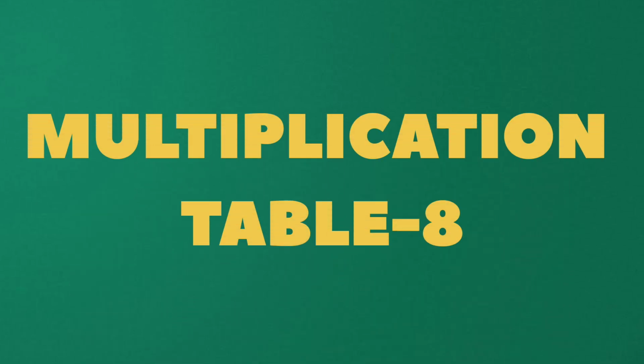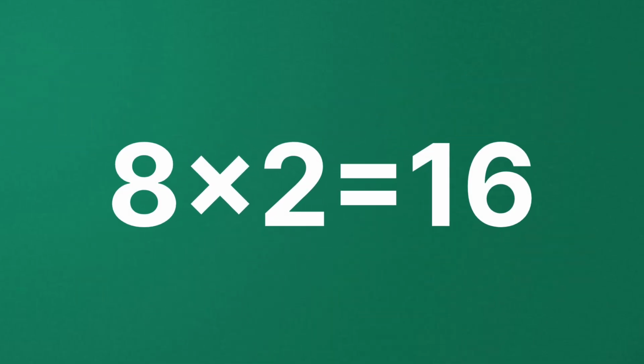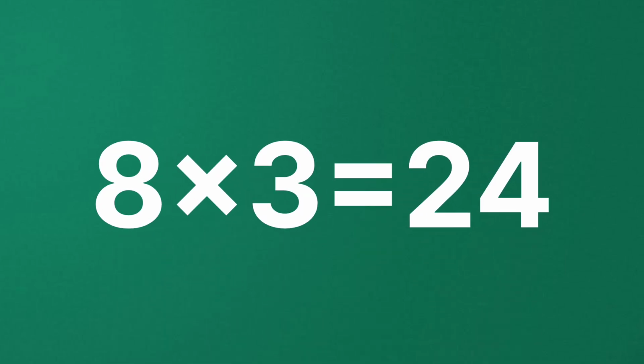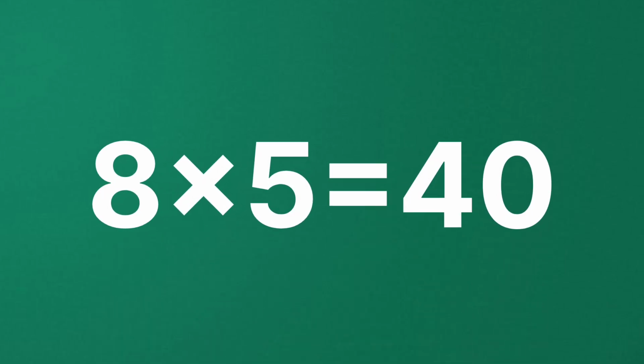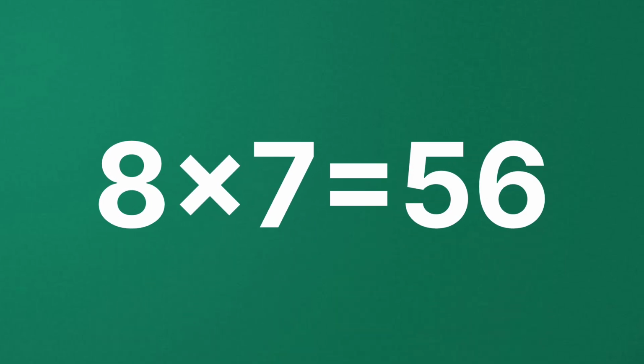Multiplication table of 8. 8 ones are 8. 8 twos are 16. 8 threes are 24. 8 fours are 32. 8 fives are 40. 8 sixes are 48. 8 sevens are 56.